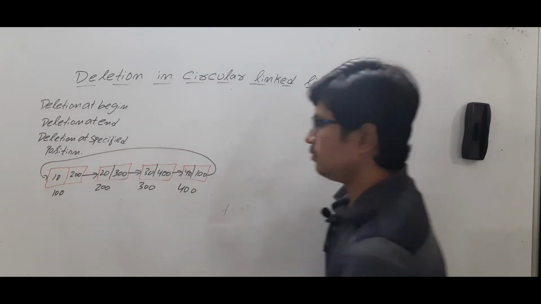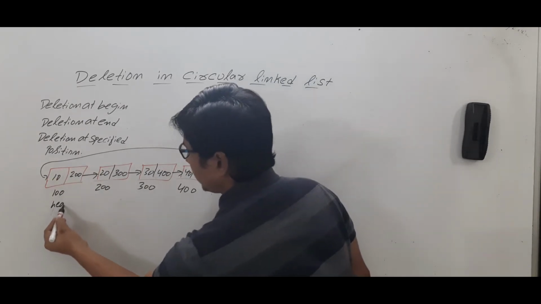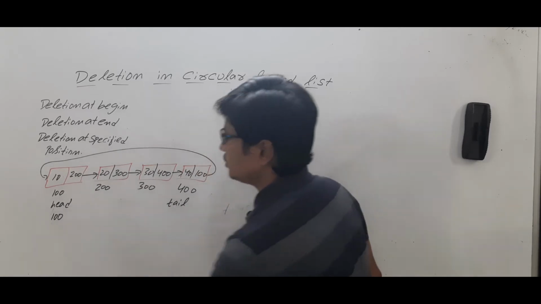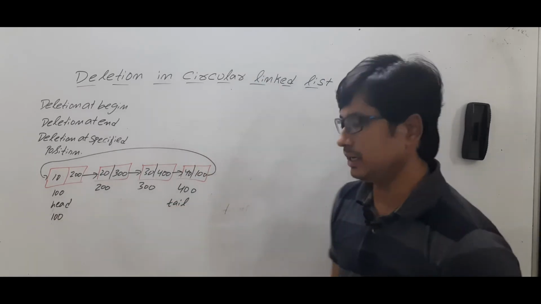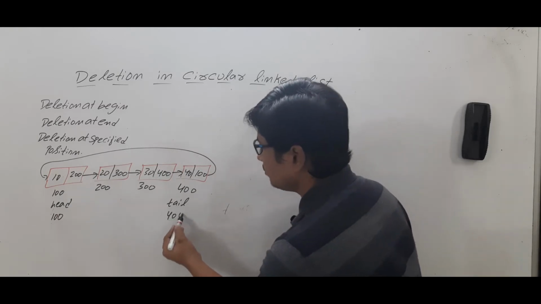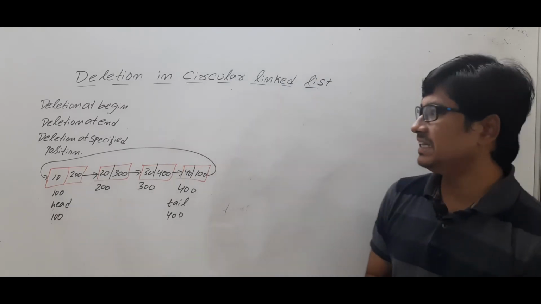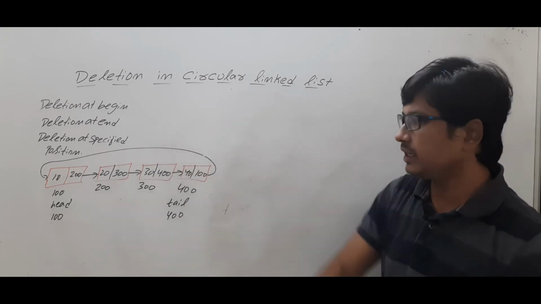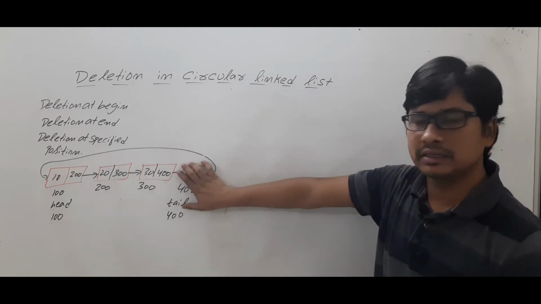Then we will have two pointers, one is head, another one is tail. Head will be pointing to the first node, so it will have the address of the first node, 100, and tail the address of the last node, 400. Now you want to delete the node from the end, so this node you want to delete. Is it clear?